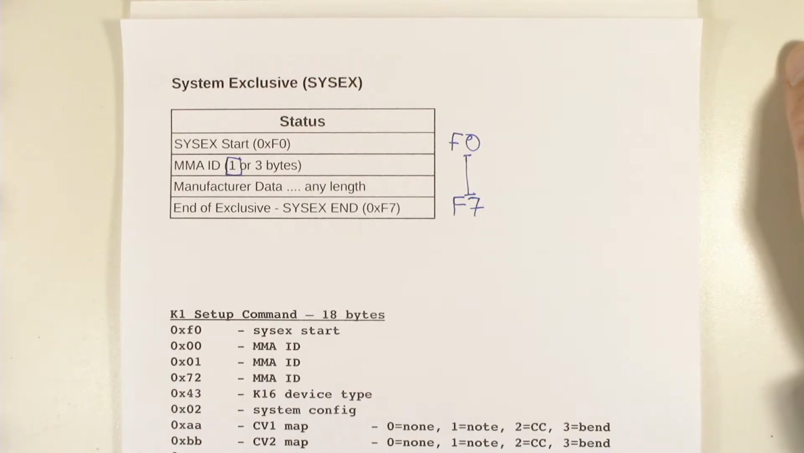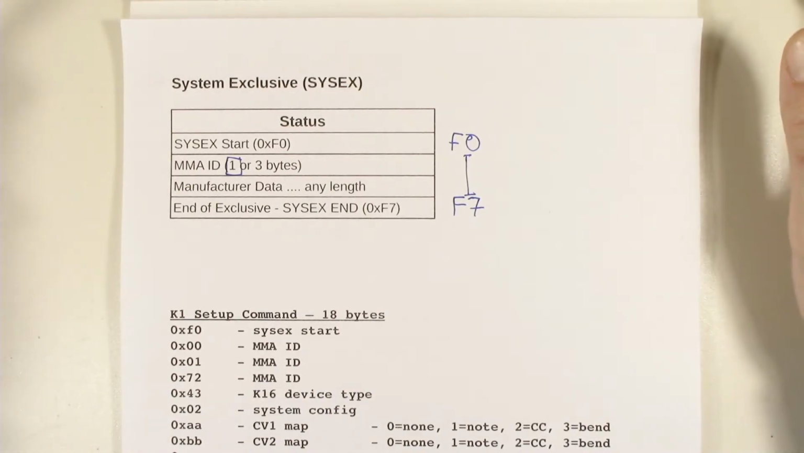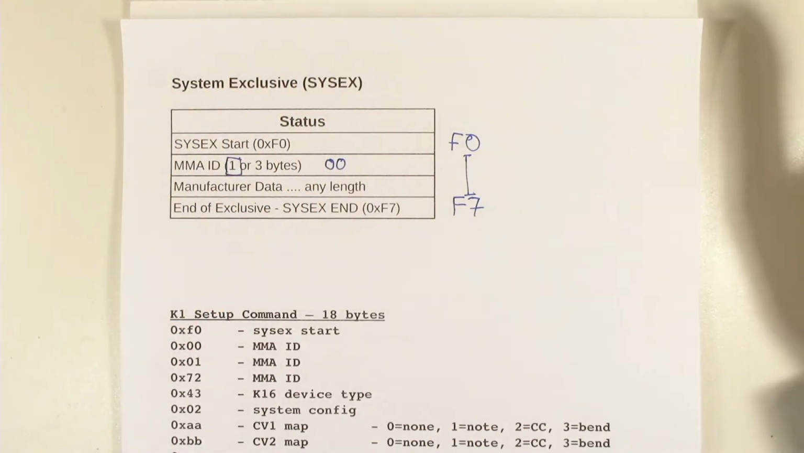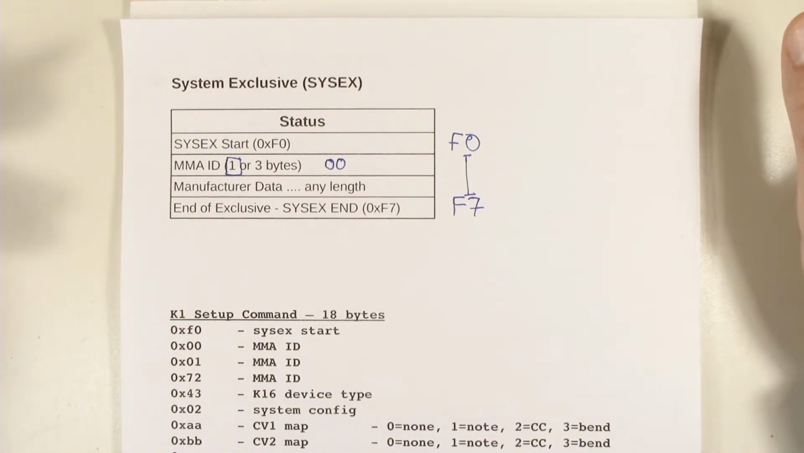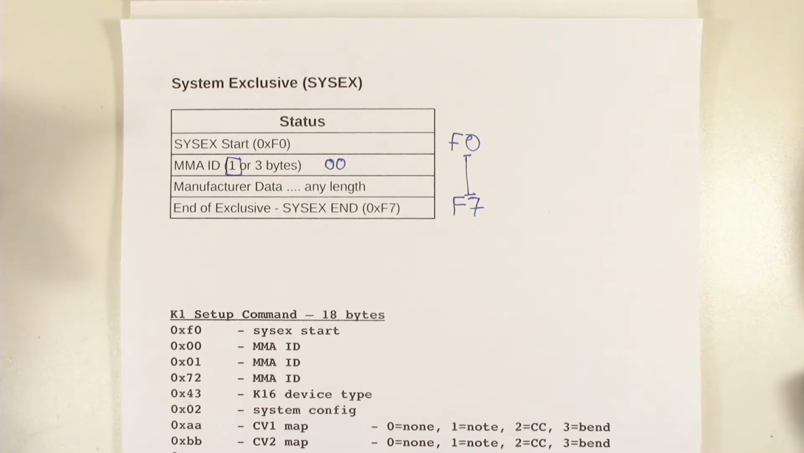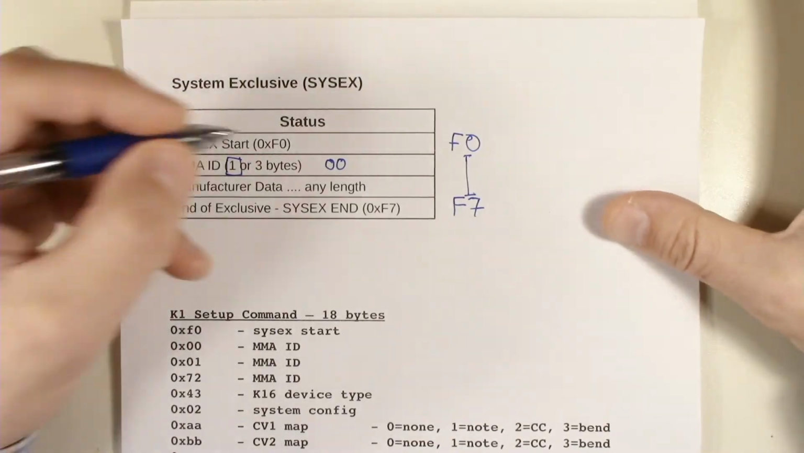But as time went on, they ran out of those, of course, and then they had to move to 3-byte IDs. So if the first byte starts with a 0, that means that it's an extended 3-byte ID, and then the next 2 bytes are the ones that are actually for the manufacturer.